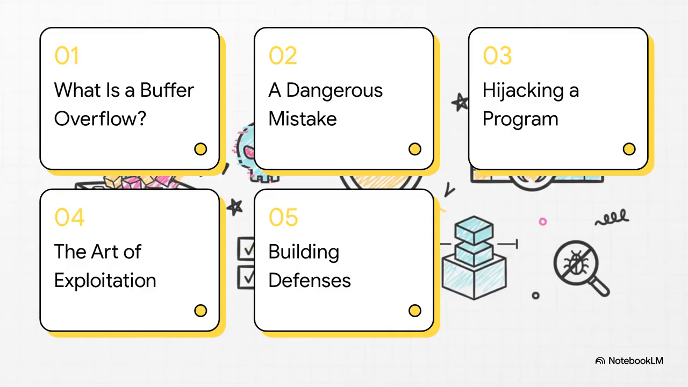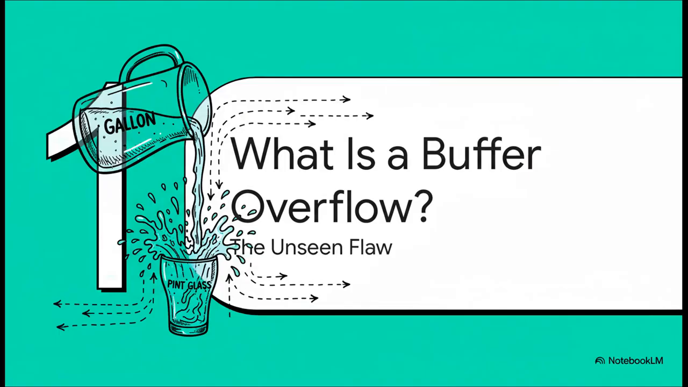So, here's what we're going to cover. First, we'll get our heads around the basic idea. Then we'll look at a simple code example to see it in action. After that, we'll see how it gets weaponized, check out its wild history, and finally, look at the digital arms race it created. Okay, so let's get right into it.